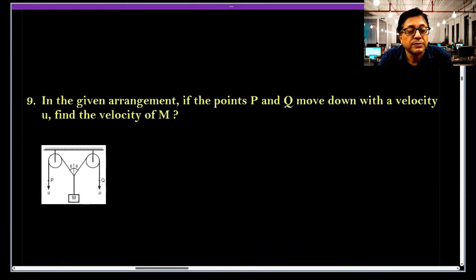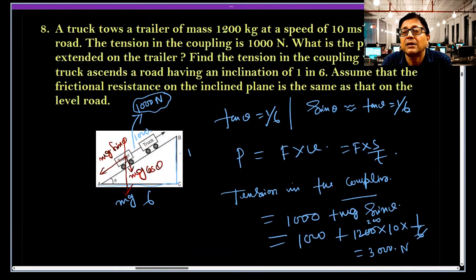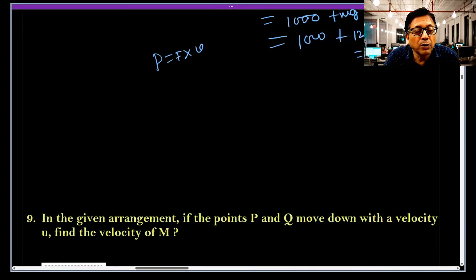Go for the next one. The power. 30,000 watt. Just put it there. Power equal to F into S by T. They have given distance. Tension in the coupling is given. They have given speed, so multiply it by speed. F into V. F you got, multiply that by V. Do finish it. Power equal to F into V. Just multiply and tell. Now go to the next problem.